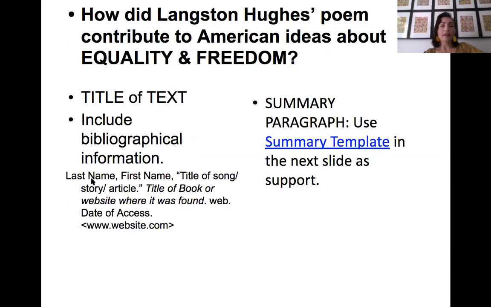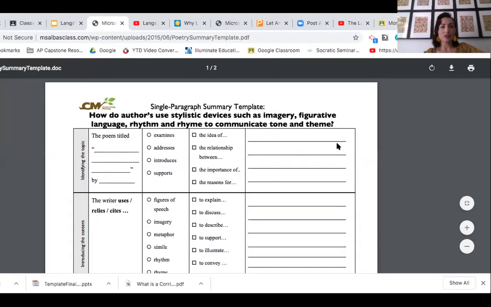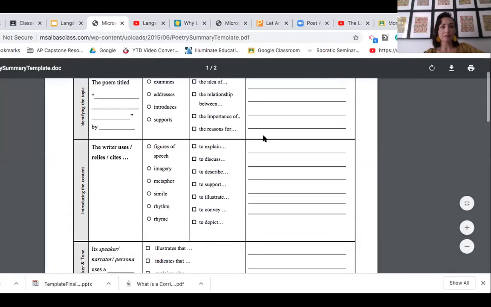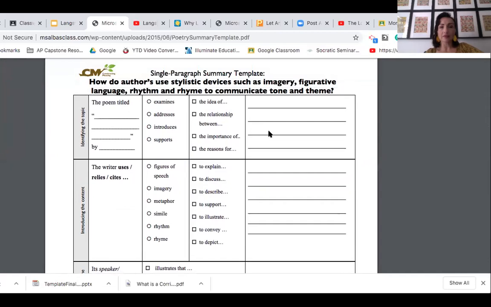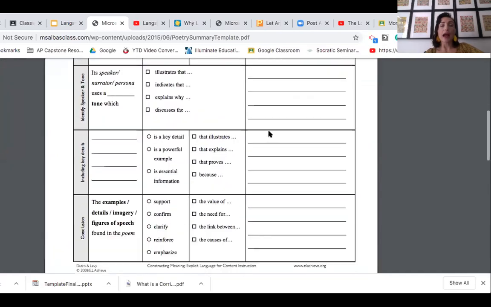Right in the slide, you're going to write the title of the text. We've got to refresh our memory, so we're going to include the biographical information. Since everything is linked, you should be able to find it. And then you're going to click on this link here to help you write your summary. Okay, the link goes right to the template. The poem titled, and you just follow it up with how it communicates.